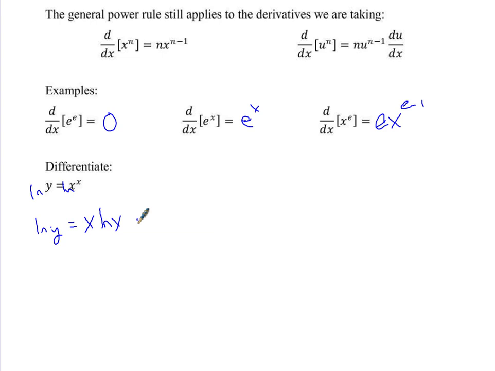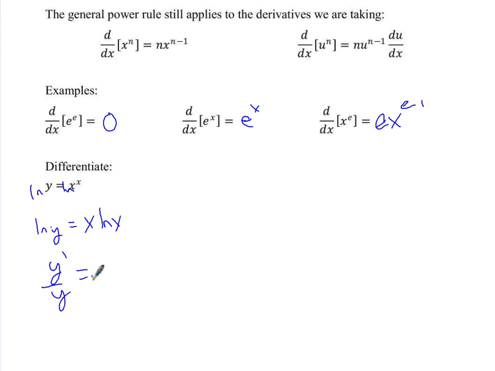How do I take that derivative? Product rule on the right. Implicit differentiation on the left, because we're taking the derivative with respect to x. So what is the derivative of the natural log of y with respect to x? So dy over dx can be written as y prime, right? So 1 over y times y prime, which is just y prime over y. Like u prime over u.